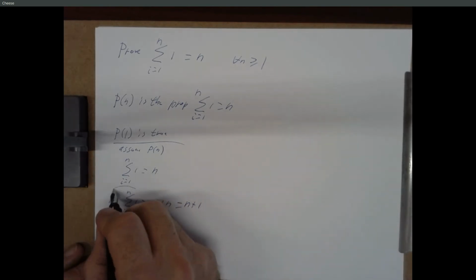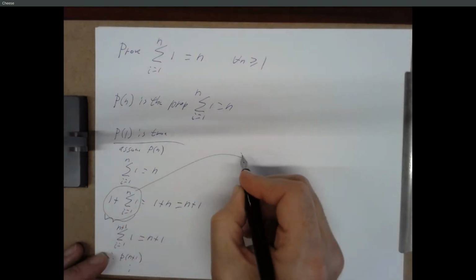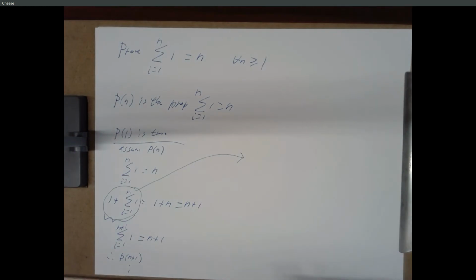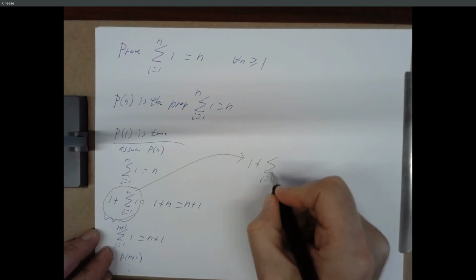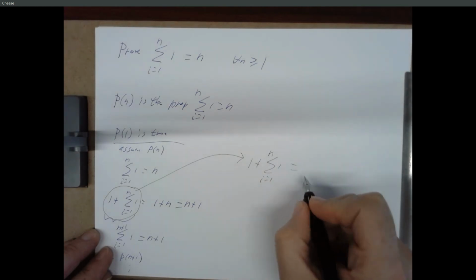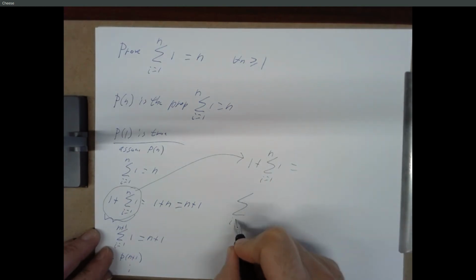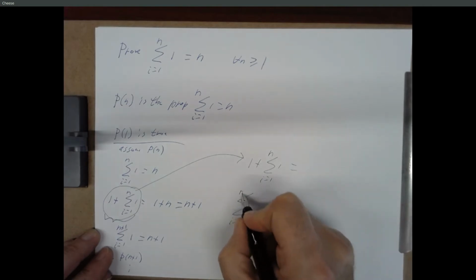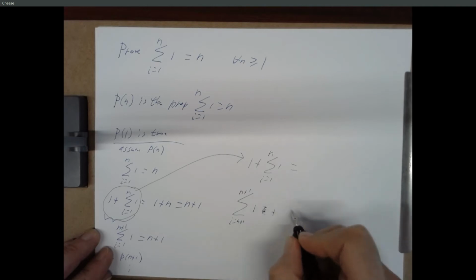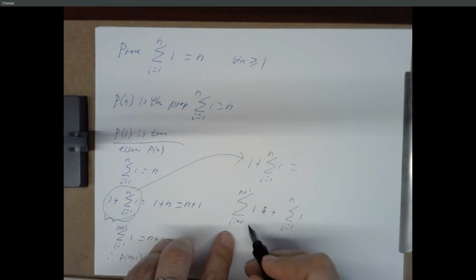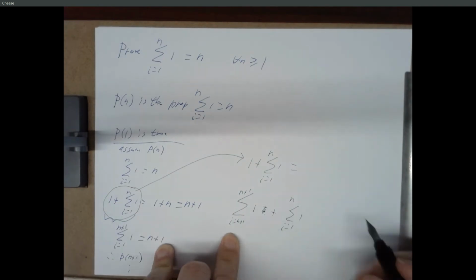This part I may have cheated a little. If we want to be a little more formal about this, 1 plus the sum from i equals 1 to n of 1, I could rewrite that as a sum from i equals n plus 1 to n plus 1 of 1, plus the sum from i equals 1 to n. Right, I could rewrite 1 as just a sum where we just add one thing.